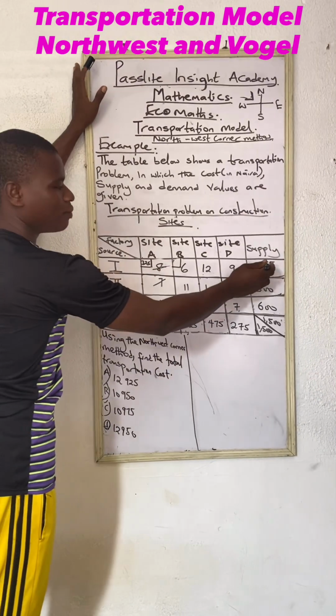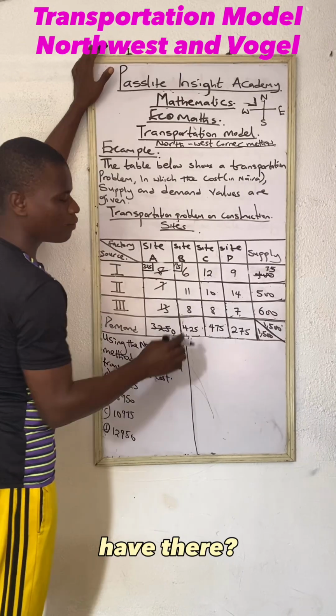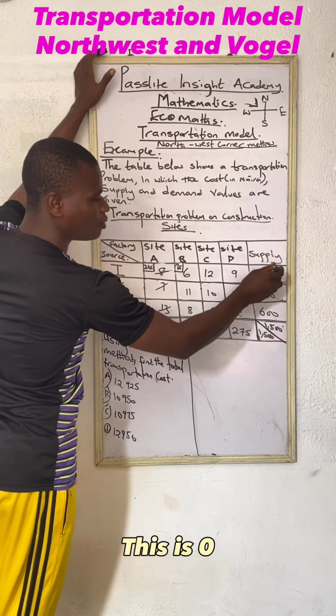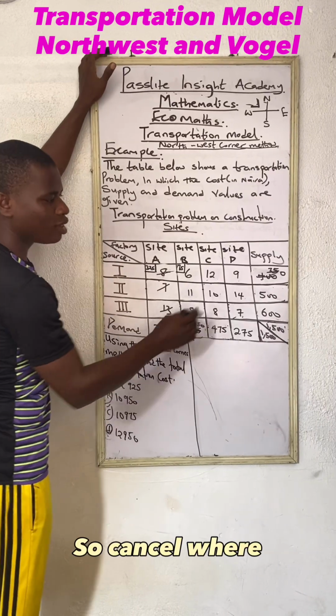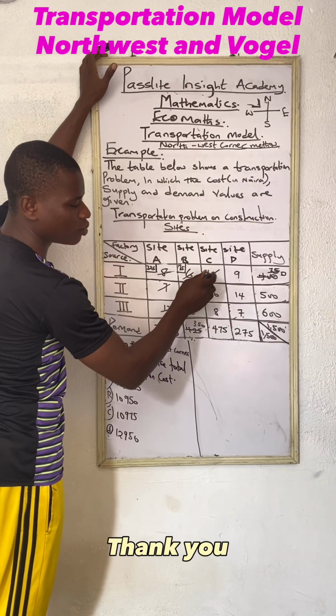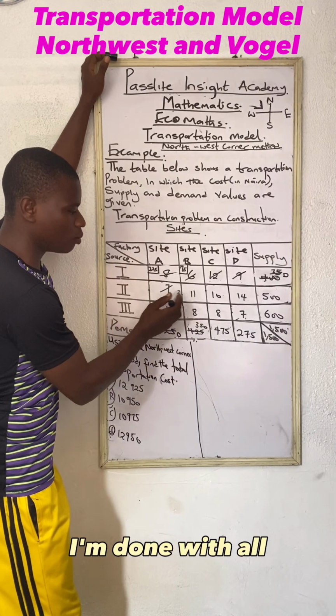So what is there? This is 75, and this is 425. I'm using 75. 75 minus 75, this is 0. 425 minus 75, that is 350. So cancel where this is 0, cancel everywhere you see 0. That is all. So go to the next one. I'm done with all these points.